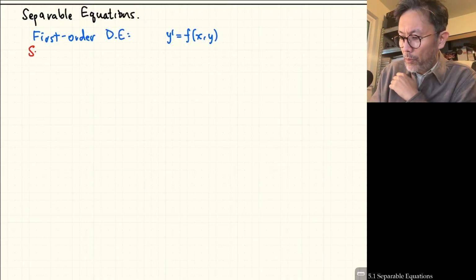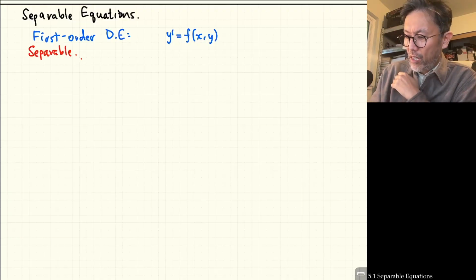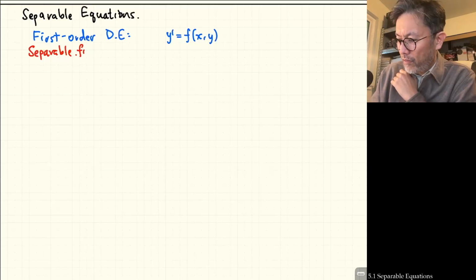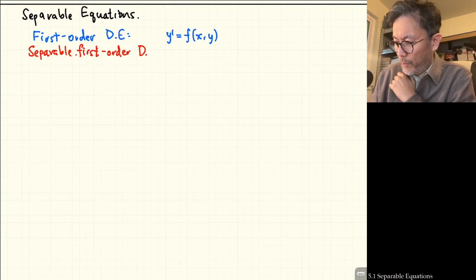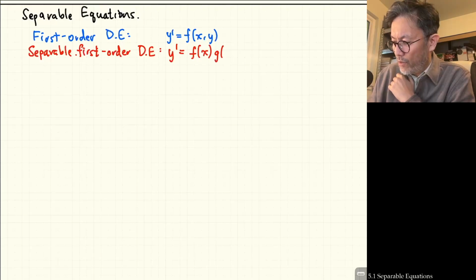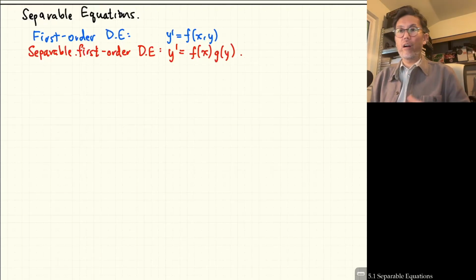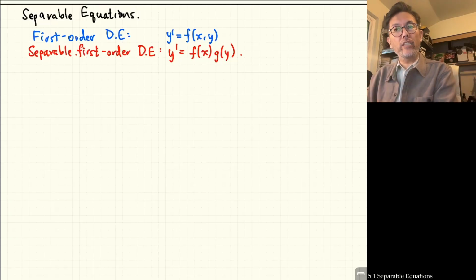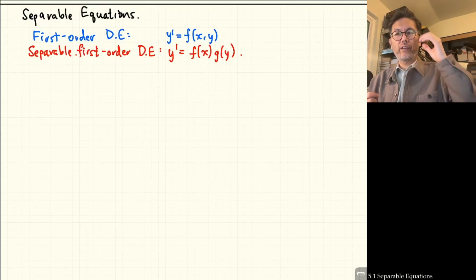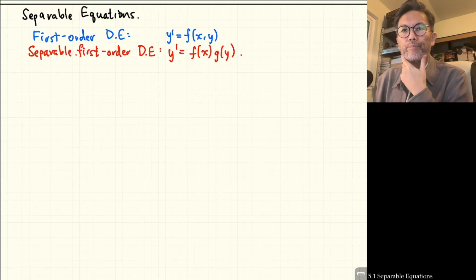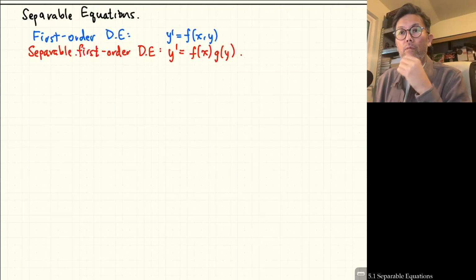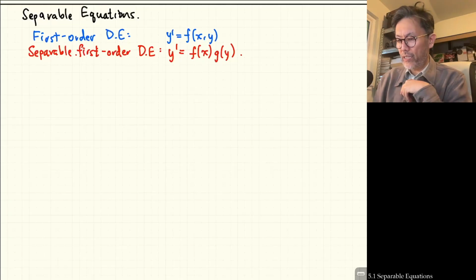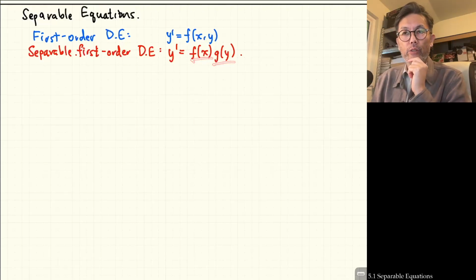You can think of it like you can factor f of x, y into a product of these two types of expressions. So a separable first order equation is a special case of the above. It's y prime equals f of x times g of y, where f and g are functions of just x and y respectively. They're just functions of a single variable. It is definitely not the case that you can always factor a function like f of x, y into a product of f of x and g of y.